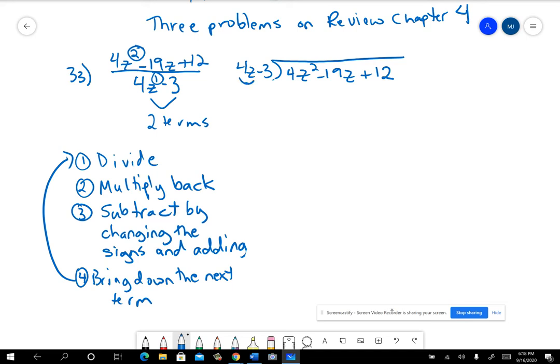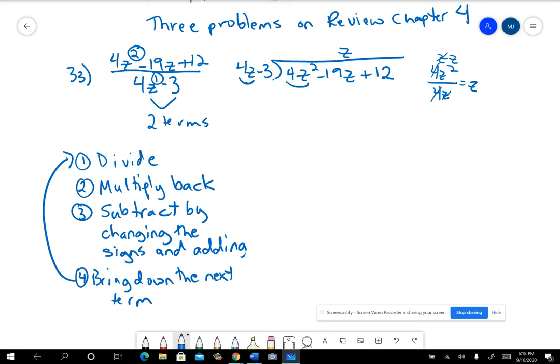Okay, so the first step will be to divide 4z into 4z squared. I'm going to do my scratch work over here to the side in case you want to do that. All right, so the 4's would cancel. And then remember that z squared is z times z. So one of those z's would cancel, and all you'd have left is z. All right, so the z I'm going to put right here above the term that has a z in it.